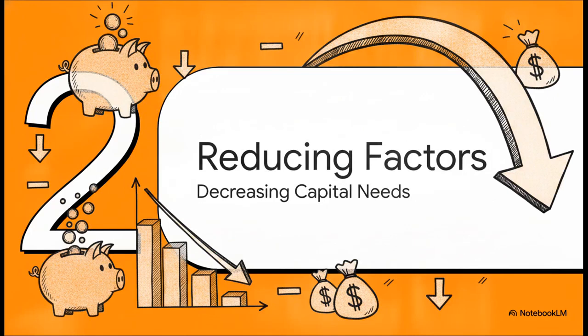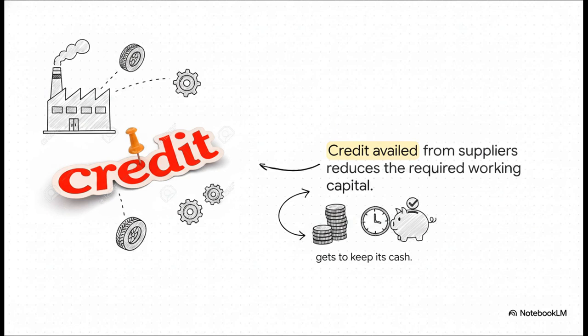Moving right along to section 2, factors reducing working capital. Let's look at our first major grouping, and you might want to jot this down in your exam notes, the reducers. These are the specific business conditions that actually decrease the amount of working capital a business needs to hold on to. Our first reducer is credit availed.